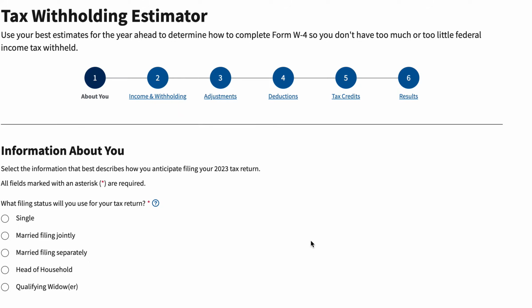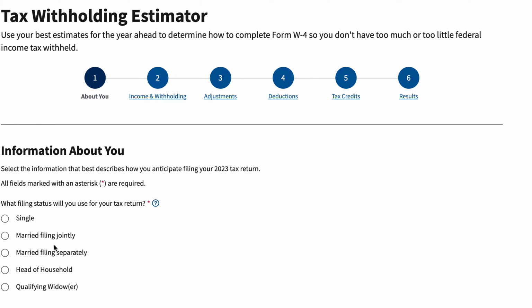All right. So you can see that there are 6 different parts to this form. We'll talk about the taxpayer status, then income and current withholding, any adjustments to income, any deductions, and then any tax credits that may apply. A couple things to note. These estimators that you can find on the IRS website don't keep your tax information or any personal information about you. So you can just go in and fiddle around and play with a couple of scenarios.